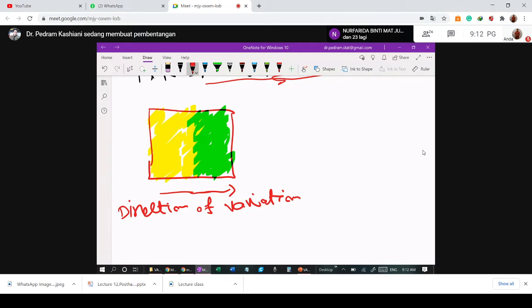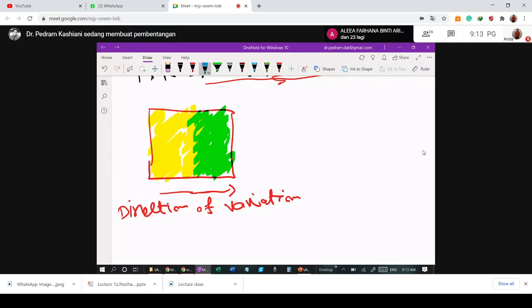If I say this is the direction of variation, this is wrong. Why? Because in this direction, everything is green. Everything is yellow. So I don't have variation from bottom to top. My variation is from left to right. So this is very important that you first understand which way is the direction of your variation. Then you have to block perpendicular to this direction. What does it mean? It means you cut it into uniform pieces.